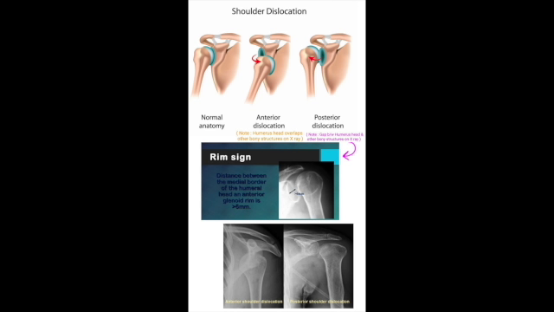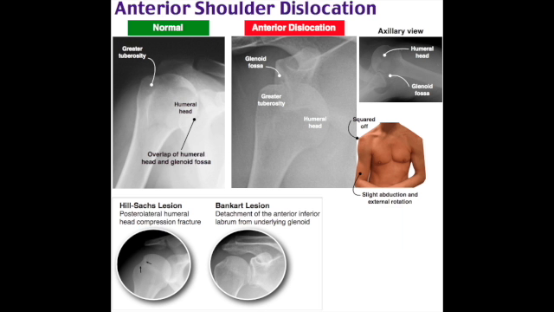Posterior glenohumeral shoulder dislocation. Mechanism: forced adduction, internal rotation. Posterior glenohumeral shoulder dislocation is most commonly associated with seizures, electric shock, or trauma. Physical examination: the arm is adducted and internally rotated. The anterior shoulder appears flat with a prominent humeral head.